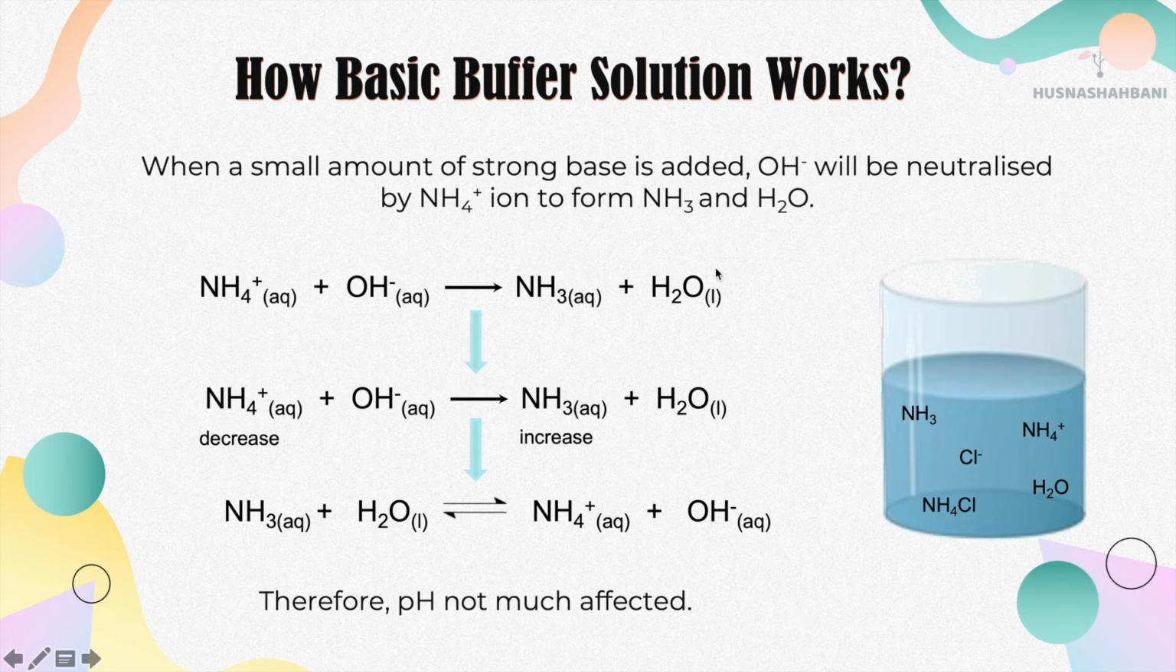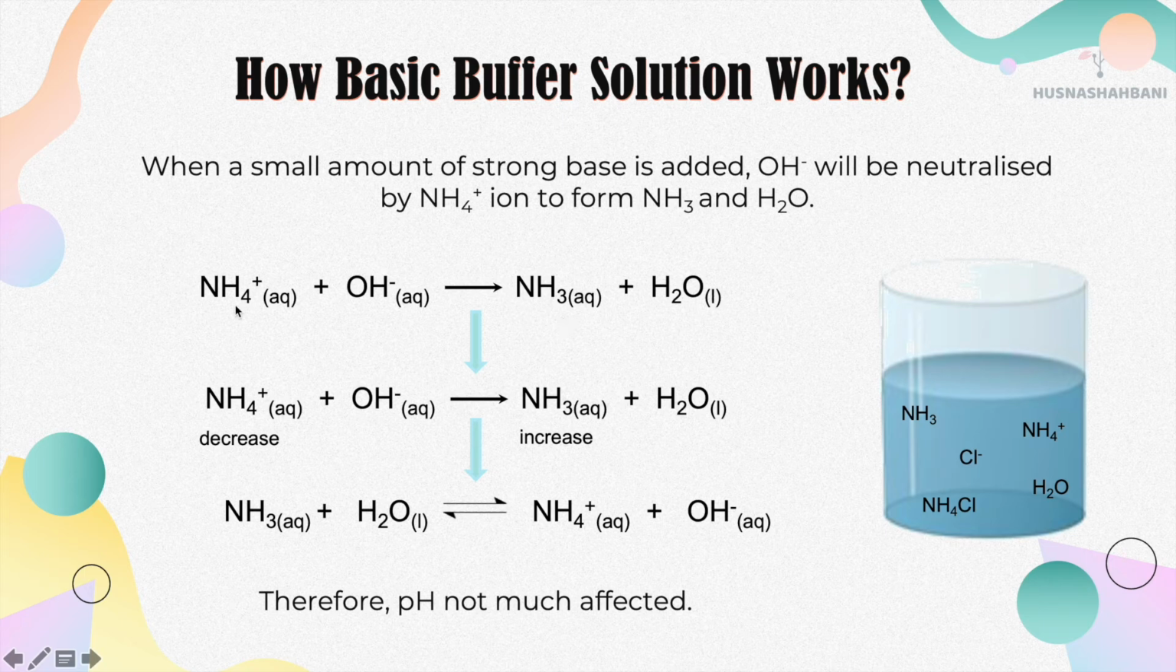When strong base is added into the basic buffer solution, the OH minus from the strong base will react with NH4 plus. Our NH4 plus is the conjugate acid. Base reacts with acid. NH4 plus reacts with OH minus to produce NH3 plus H2O.